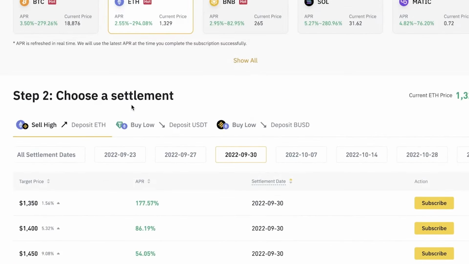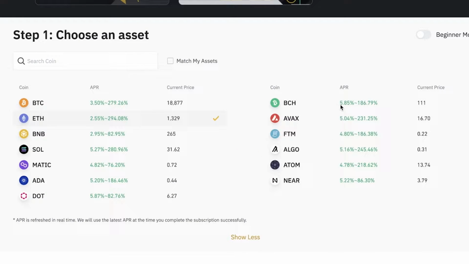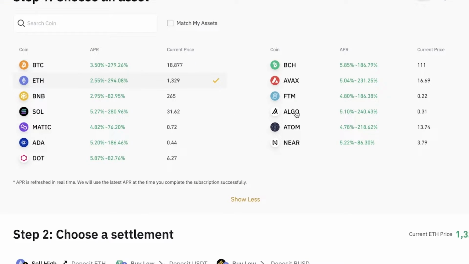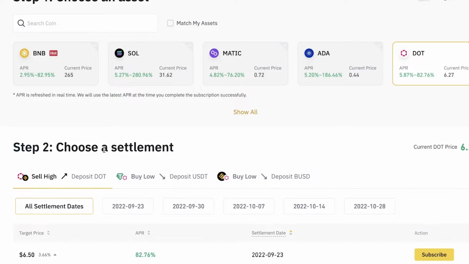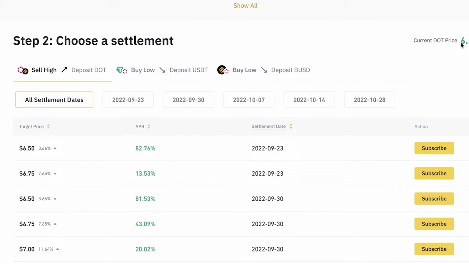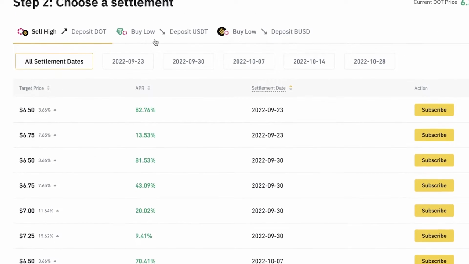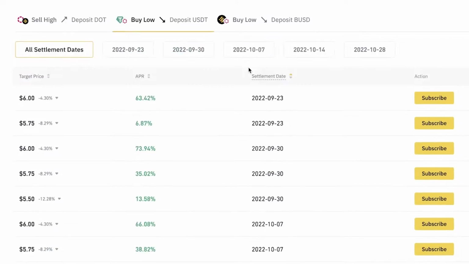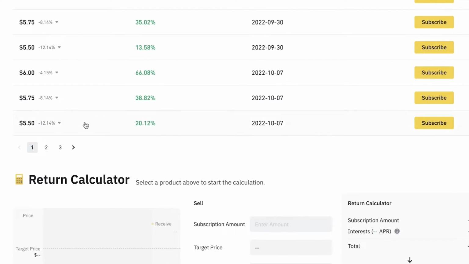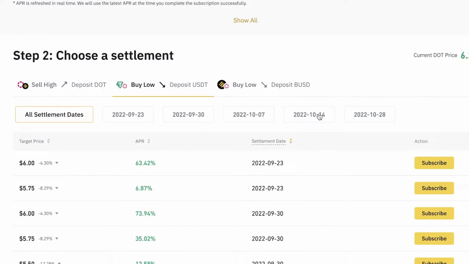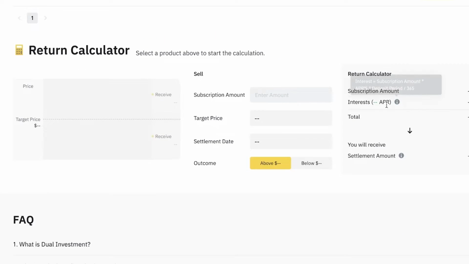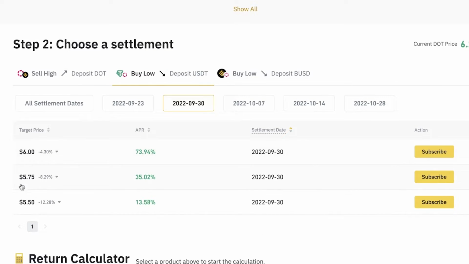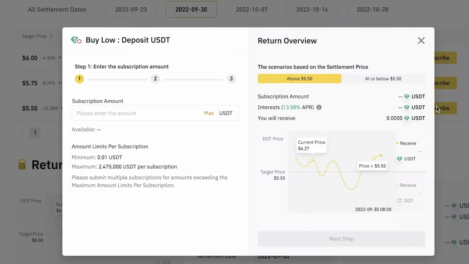And let's say I want to take a look at a smaller asset. So let's say I want to go on ahead and trade DOT. Polkadot is a popular token, and you can see the current price is at 6.27. And you can see that I want to maybe buy low on DOT, and I can go on ahead and take a look at the settlement dates. I want to go with the 30th of this month, and now you can see there are only 3 offers. So I can click on subscribe over here.